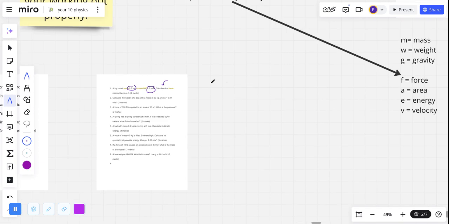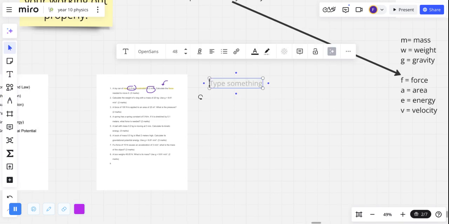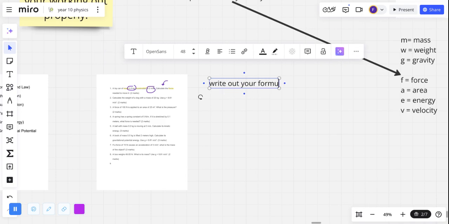Step 2, now that you've underlined your keywords, write out your formula. Write out your formula. All right, formula. Do it. Half of you, I don't need to say it. This is the easiest question. I would never, ever put this question on a test that I give or on an exam paper, on a higher paper. I just wouldn't. It's too easy. The problem is you've got to change how you do this. So write out your formula.